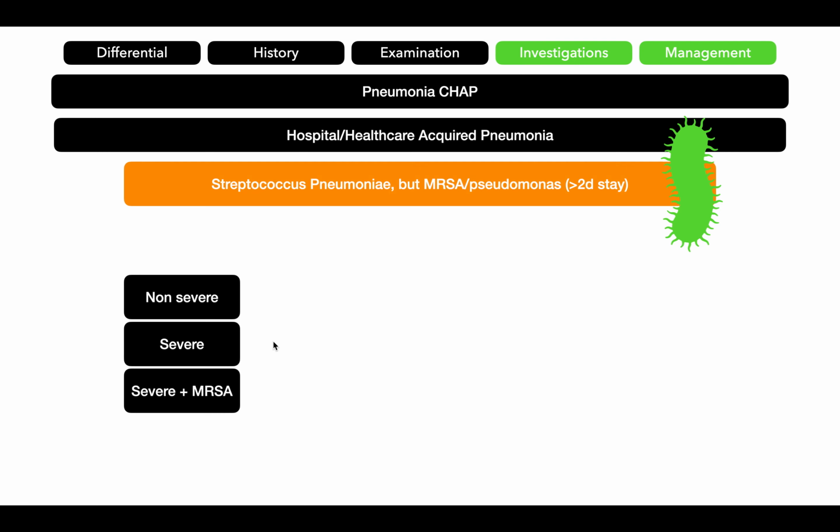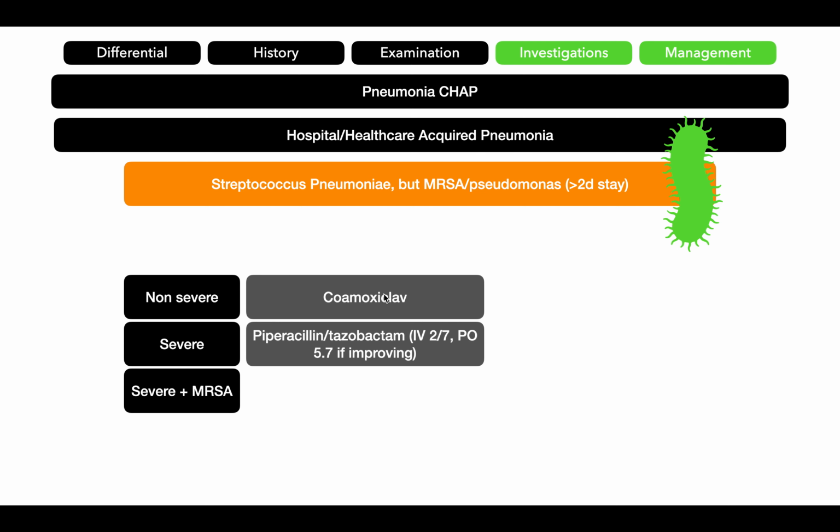Obviously, follow trust guidelines. Now, for hospital-acquired pneumonia, it's Streptococcus pneumoniae again, but this changes if the patient's been there for longer than 2 days in hospital and then acquires it, in which case you need to cover for MRSA and Pseudomonas. Okay, so for non-severe HAP, healthcare-acquired or hospital-acquired pneumonia, the patient's not hypoxic, cyanosed, or having difficulty breathing and that kind of jazz. You're going to give them co-amoxiclav.